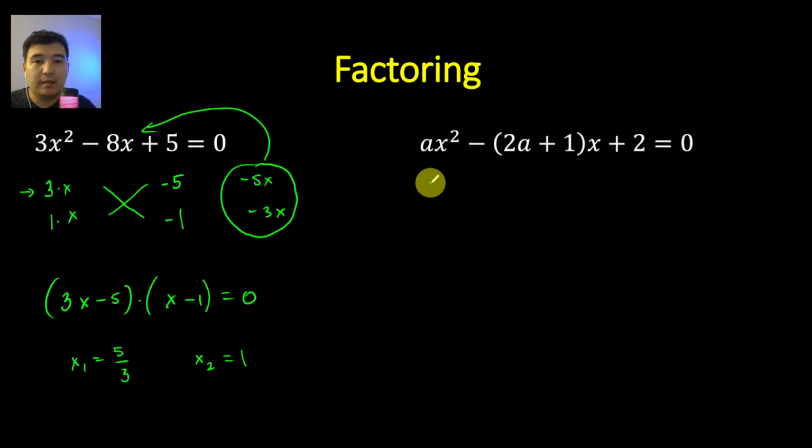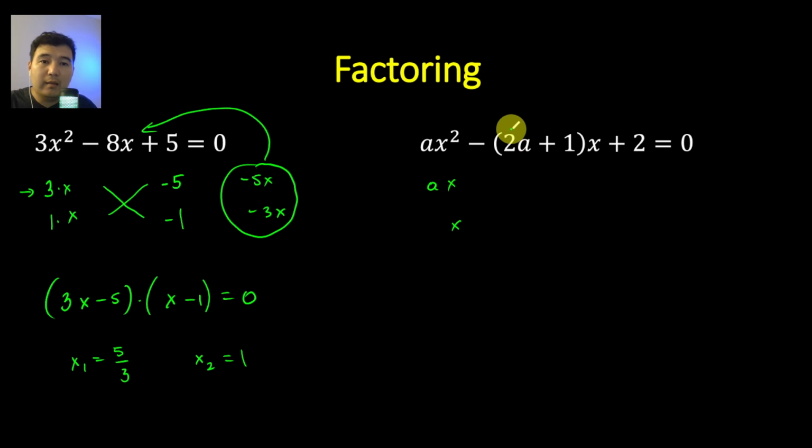Okay, so let's go with something with parameters. In this case, I would go with ax and just x, because a is just a number, so we don't know the factors of a. The only factor we know is 1. So a times 1 could be a good option.